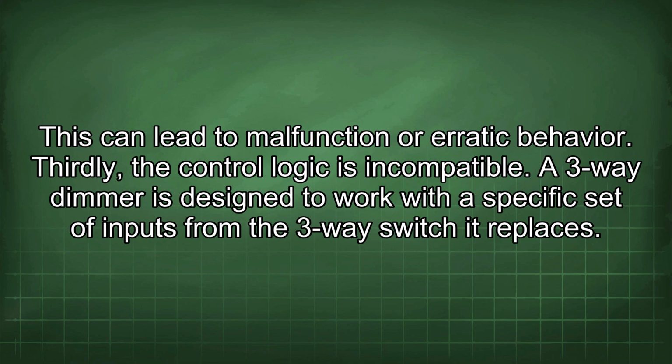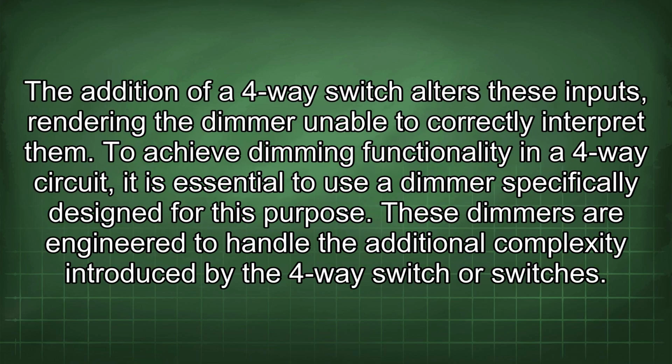Thirdly, the control logic is incompatible. A three-way dimmer is designed to work with a specific set of inputs from the three-way switch it replaces. The addition of a four-way switch alters these inputs, rendering the dimmer unable to correctly interpret them. To achieve dimming functionality in a four-way circuit, it is essential to use a dimmer specifically designed for this purpose. These dimmers are engineered to handle the additional complexity introduced by the four-way switch or switches.